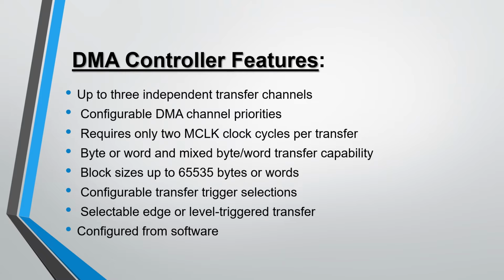These are the DMA controller features. The block size is up to 65,535 bytes. It has configurable transfer trigger selections and it is configured from software. It has up to 3 independent transfer channels. It has configurable DMA channel priorities. It requires only 2 MCLK cycles per transfer.